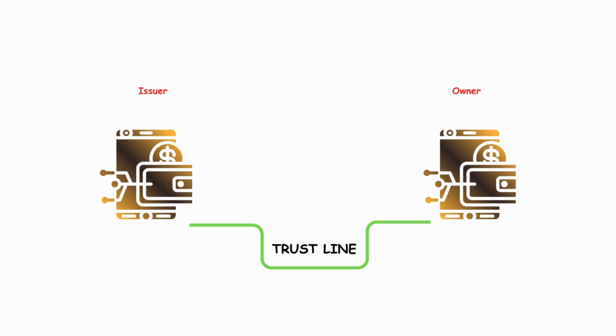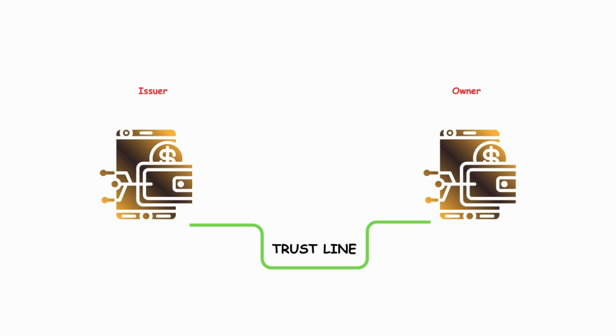After that, you need to create a trust line between these two wallets so they can communicate and make transactions, which I'm going to explain to you how to do, and it's very easy. It sounds complicated, but it's not.